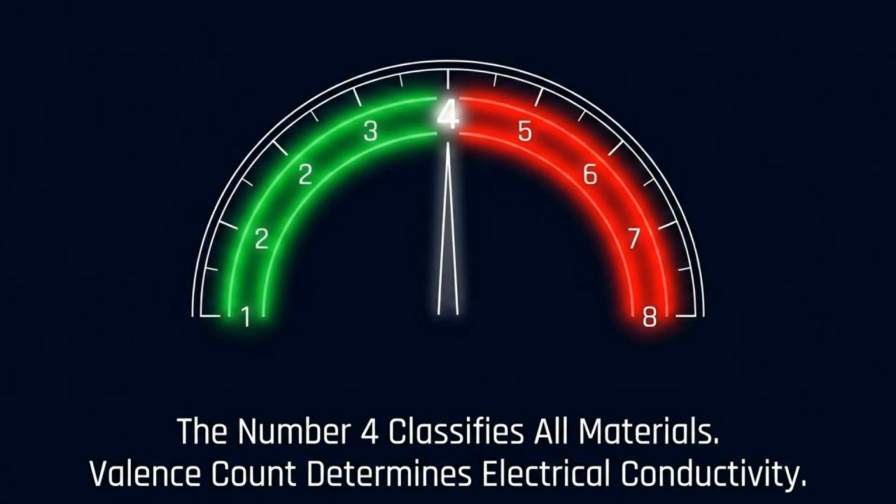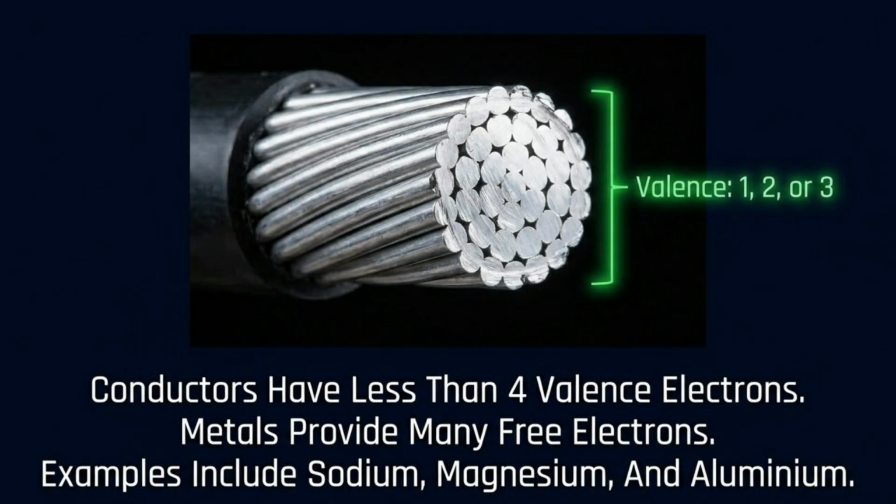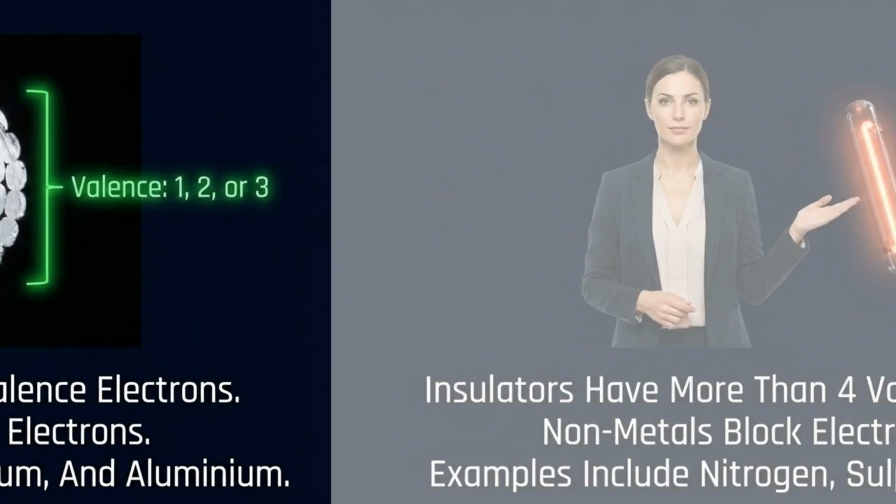The valence count, represented by the number of electrons in the outermost orbit, determines the electrical conductivity of materials. The number 4 is a key divider for classification. Conductors have less than 4 valence electrons, providing many free electrons. Examples include sodium, magnesium, and aluminum.